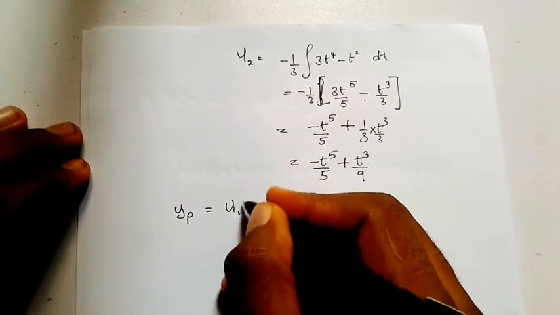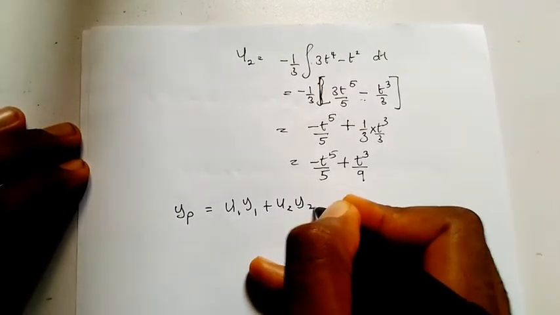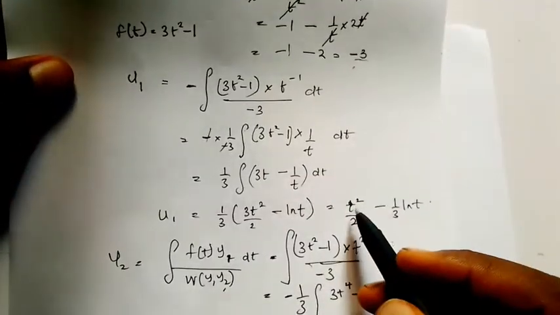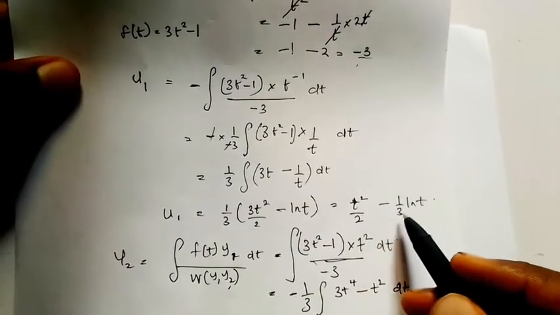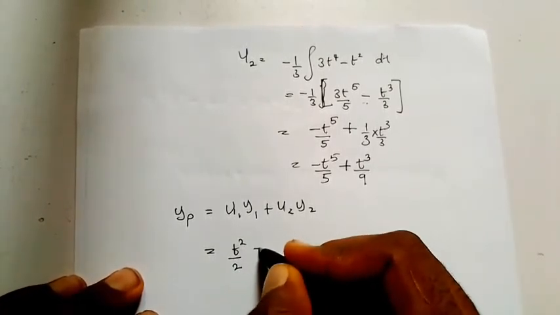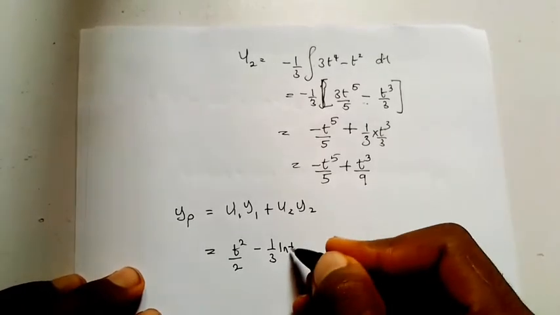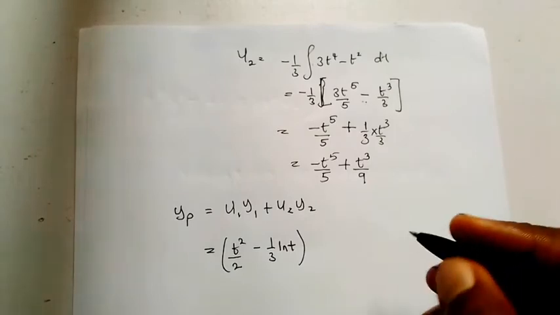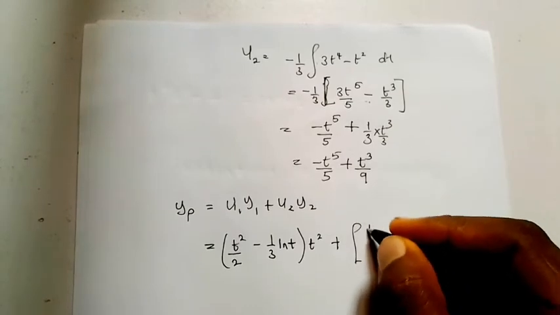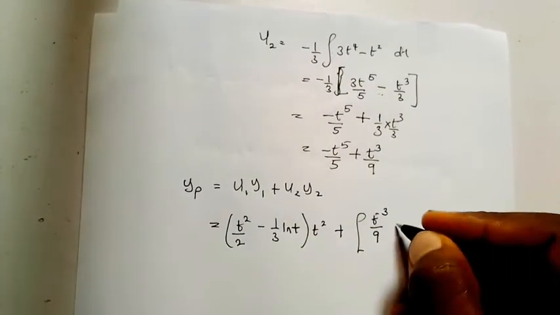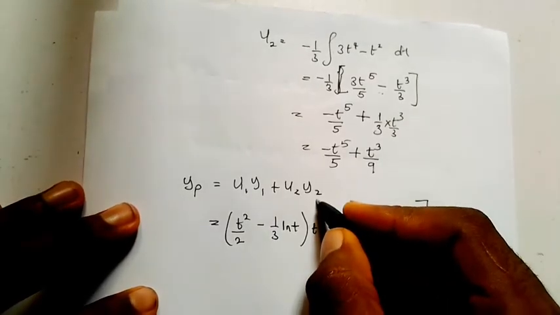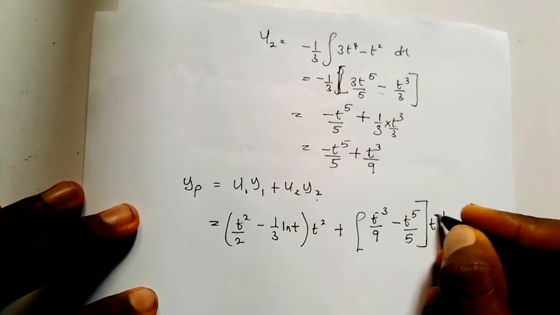So I've got my u1 and u2, then I can say my particular solution, which is yp, is equal to u1 y1 plus u2 y2. My u1, we got it as t squared divided by 2 minus 1 over 3 ln t, times my y1, which is t squared, plus my u2, which we got as t raised to power 3 divided by 9 minus t raised to power 5 divided by 5, times my y2, which is t raised to power minus 1.